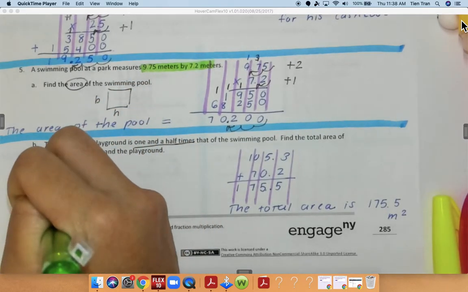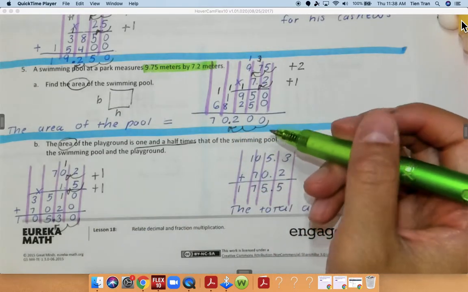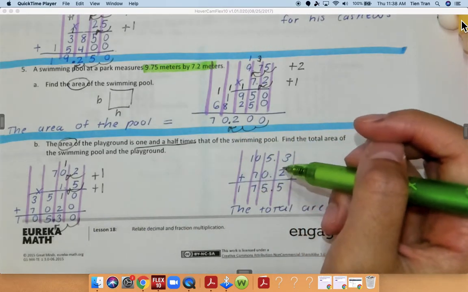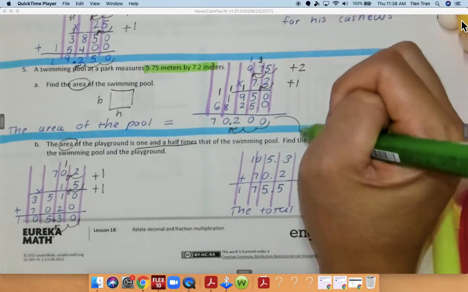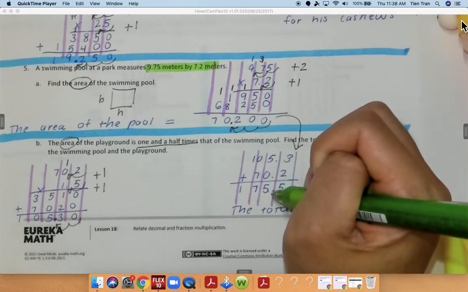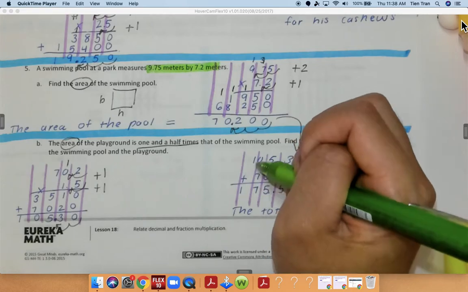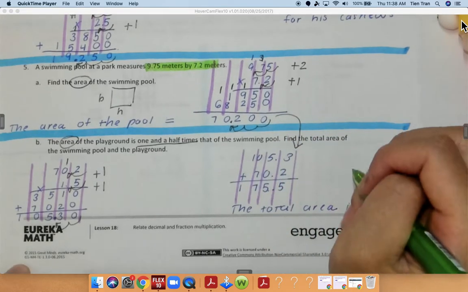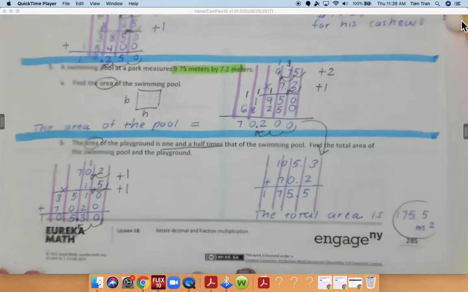So 1, 2. And on this side, I'm going to take that number 105.30 and add 70.2 from the previous problem. So take this number and bring it down. 3 plus 2 is 5. Align your decimal, bring it down. 5 plus 0 is 5, and 7 plus 0 is 7. 1, you bring it down. So the total area is 175 meters squared. And that is your final answer.